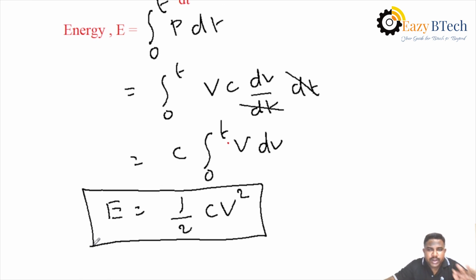Okay, like that you can derive the voltage equation, current equation, power equation and energy equation in the case of the circuit elements: resistance, inductance and capacitance.